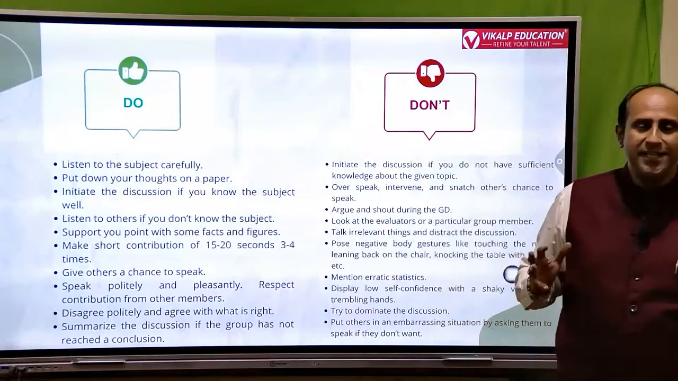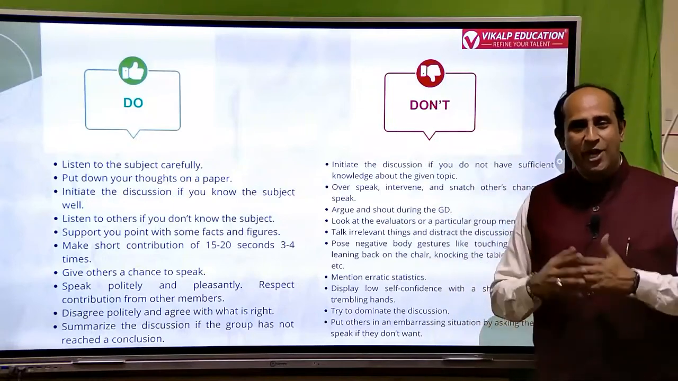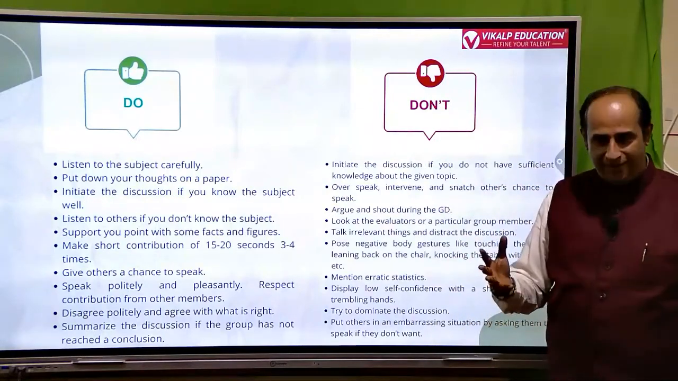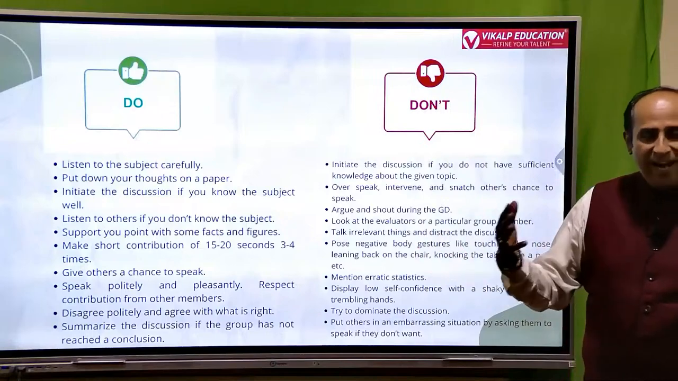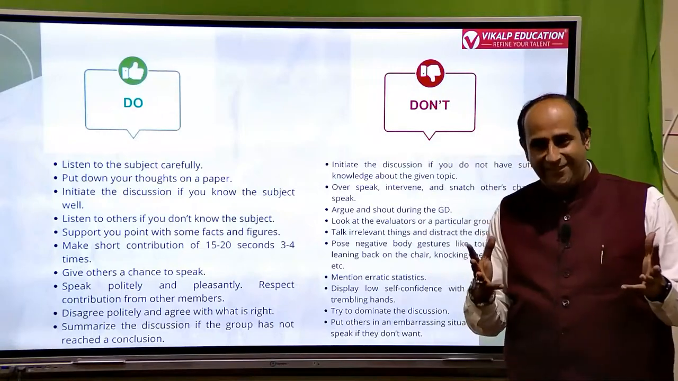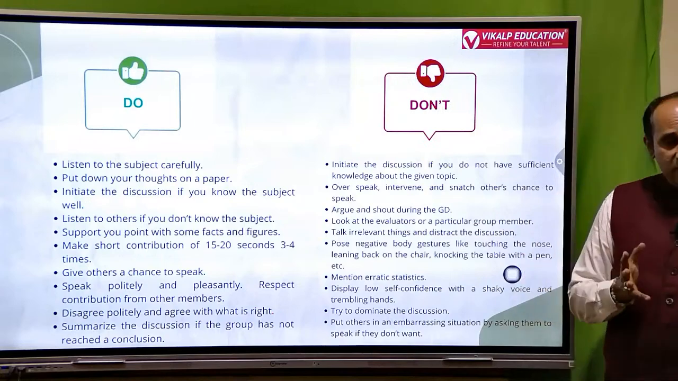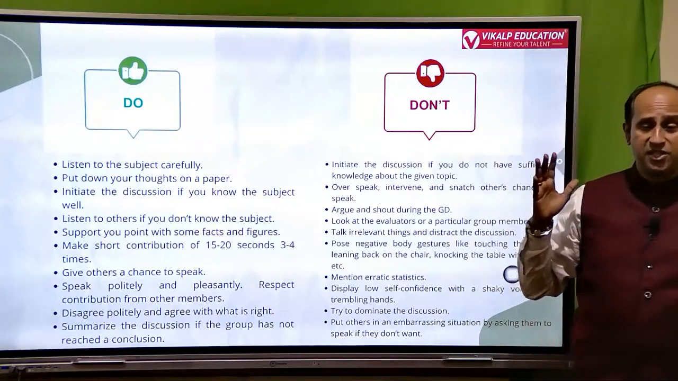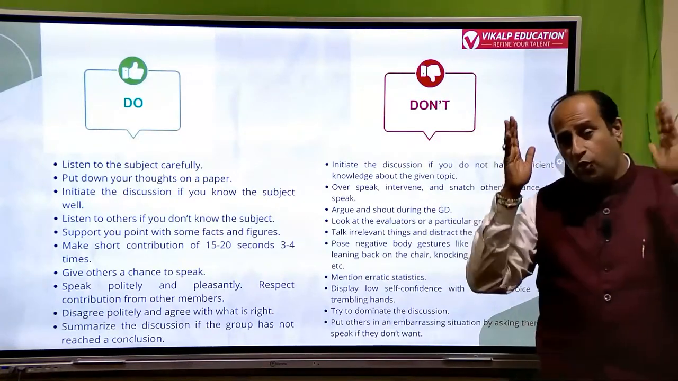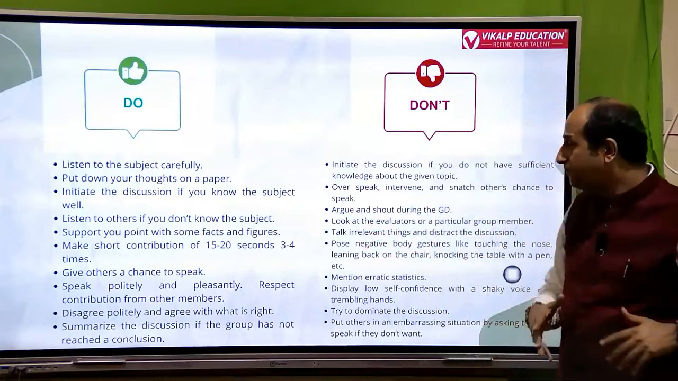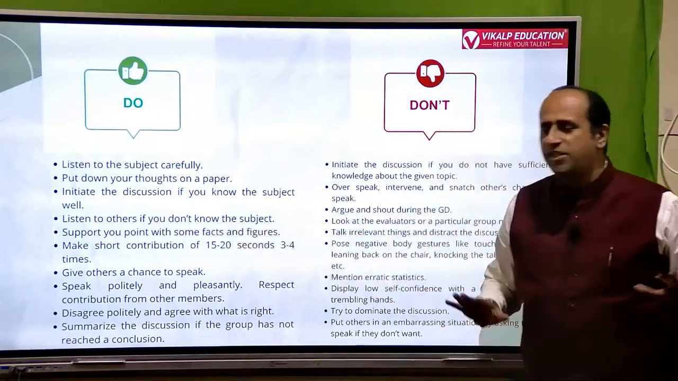It's like the opening batsman. There are a lot of expectations that he will score well. He may not score a century, but at least he has to score at a good run rate. Same expectation is from a GD starter. Somebody who begins, all eyes are on that person who is starting the discussion. So if you know about the topic, then only start. Listen to others if you do not know.